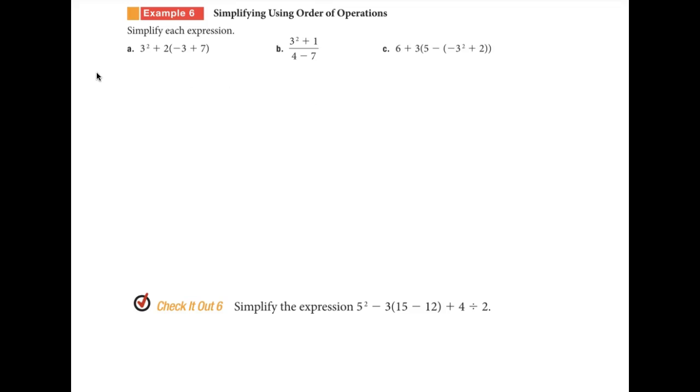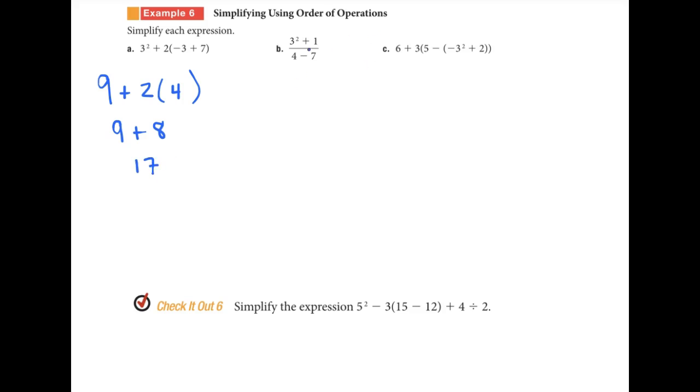The first one, 3 squared is 9. So the first thing we want to do is write that down, the 9. You can do the exponents and the parentheses because they're in separate parts of the equation, or you can hold on to the 3 squared and do it later. Plus 2 times -3 plus 7 is 4. So we've got 9 plus 8, and that equals 17.